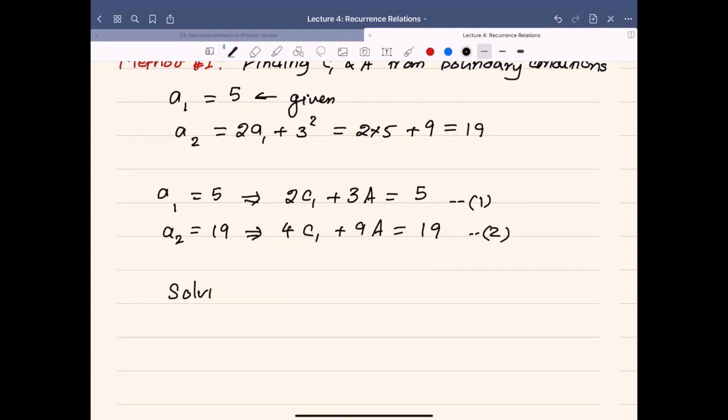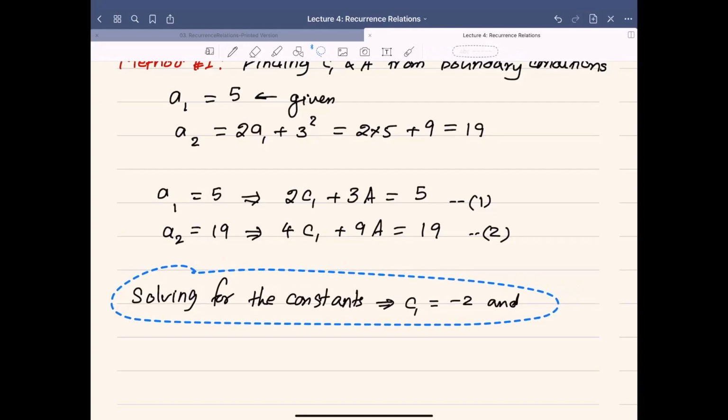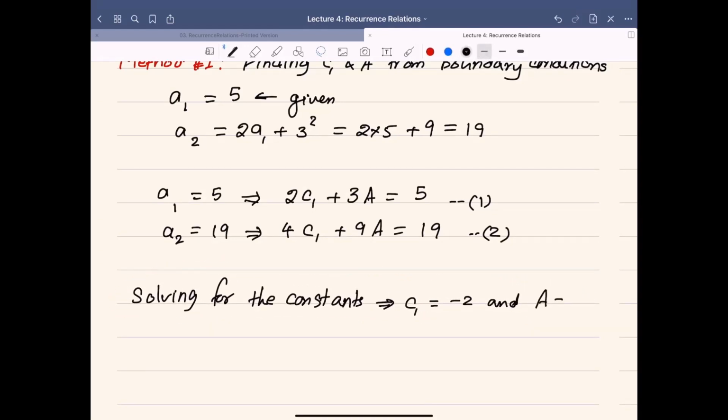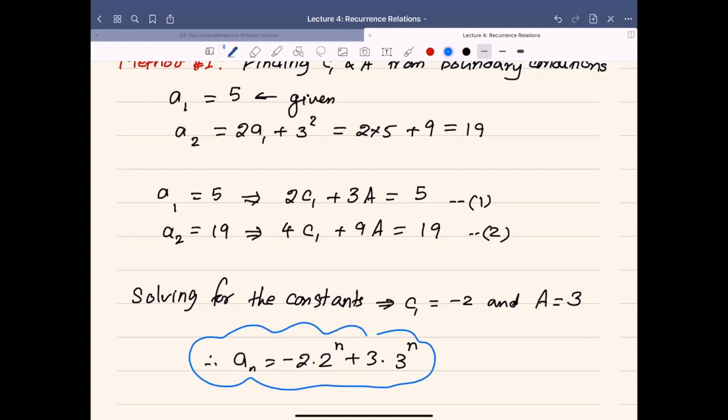Solving for the constants by using the calculator, the value of c1 is equal to minus 2 and the value of A is equal to 3. So the solution an is equal to minus 2 times 2 to the power n plus 3 times 3 raised to power n, and this is the general solution found from the boundary conditions.